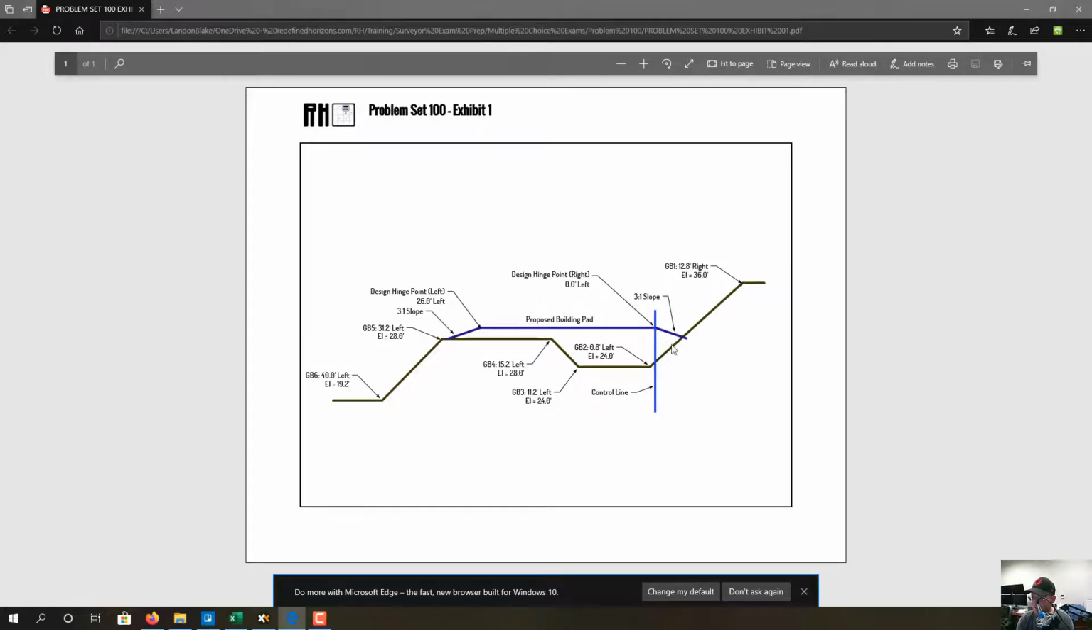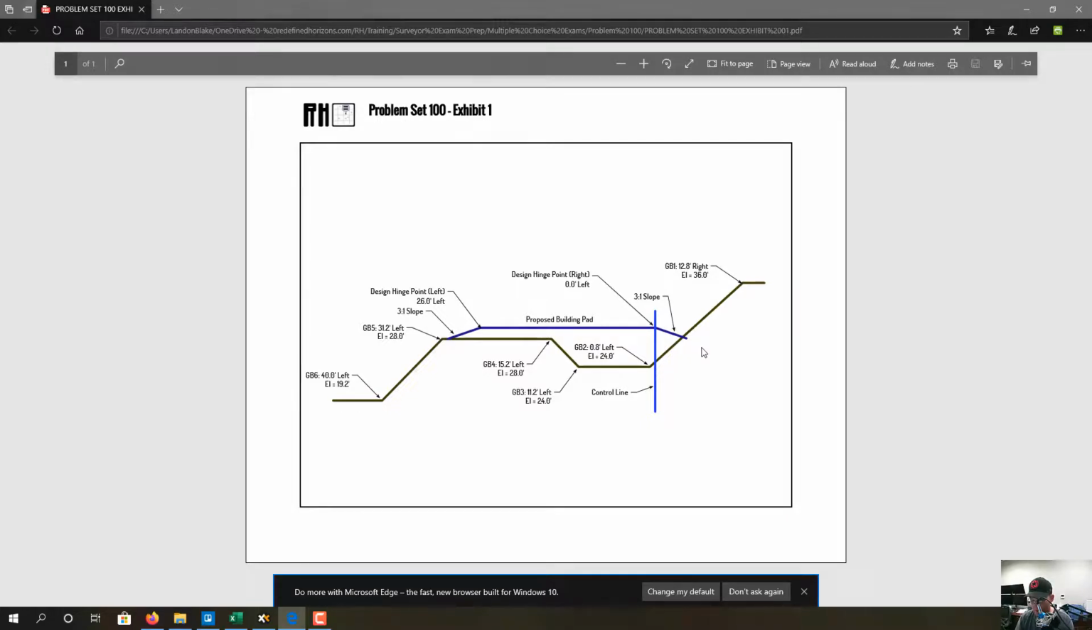So we want to know what controls the length of this slope. The answer is how steep or shallow this slope is right here between GB1 and GB2. As this slope becomes steeper, this slope gets shorter. As this slope becomes shallower, this slope is going to run farther. It's going to get longer. So the answer is A, GB1 to GB2.